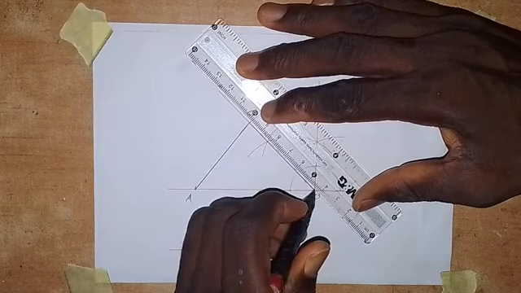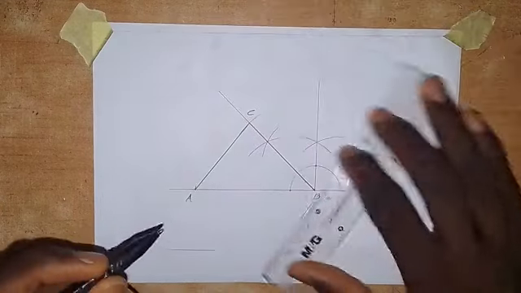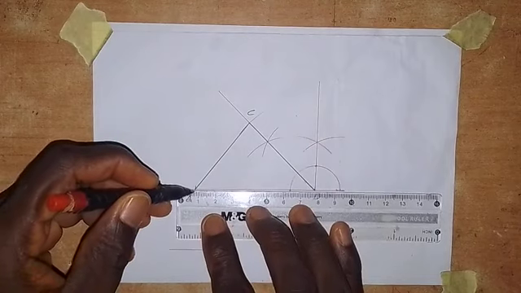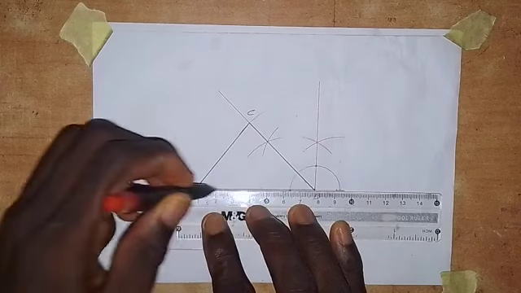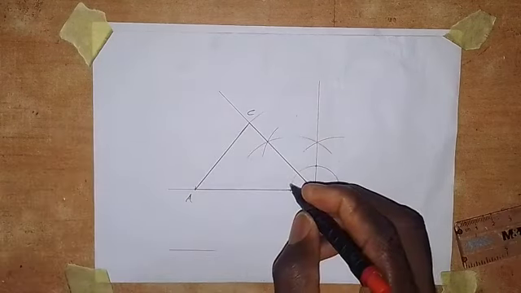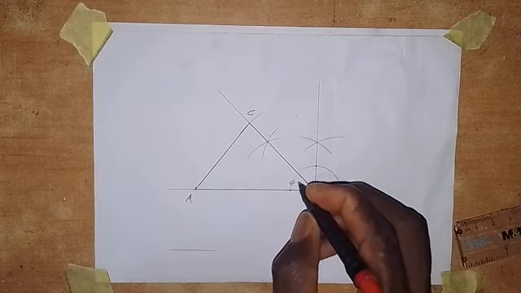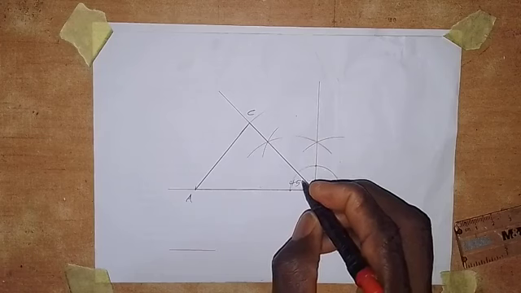Make it a thick line like this. Okay, then make line AB a thick line. Make line AB a thick line like this. Alright, so then this angle here, let's write it there. So this angle is 45 degrees.